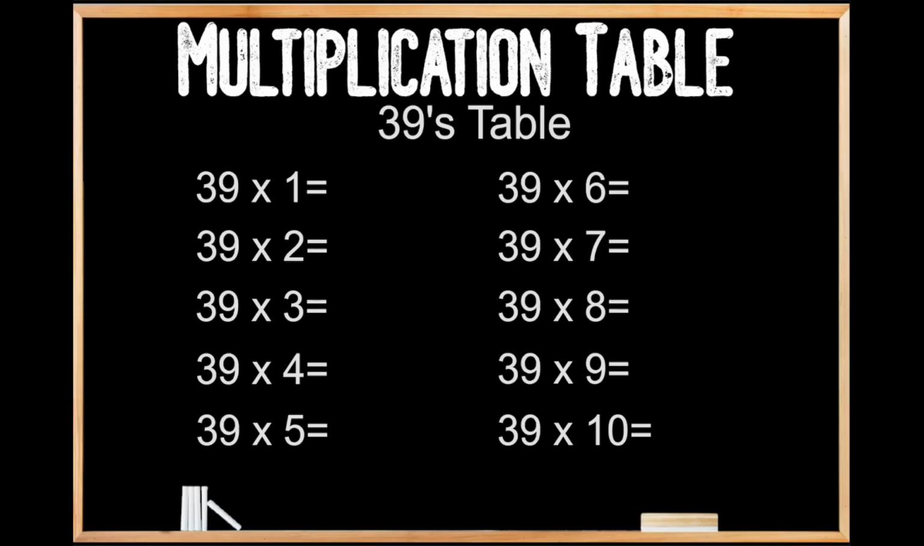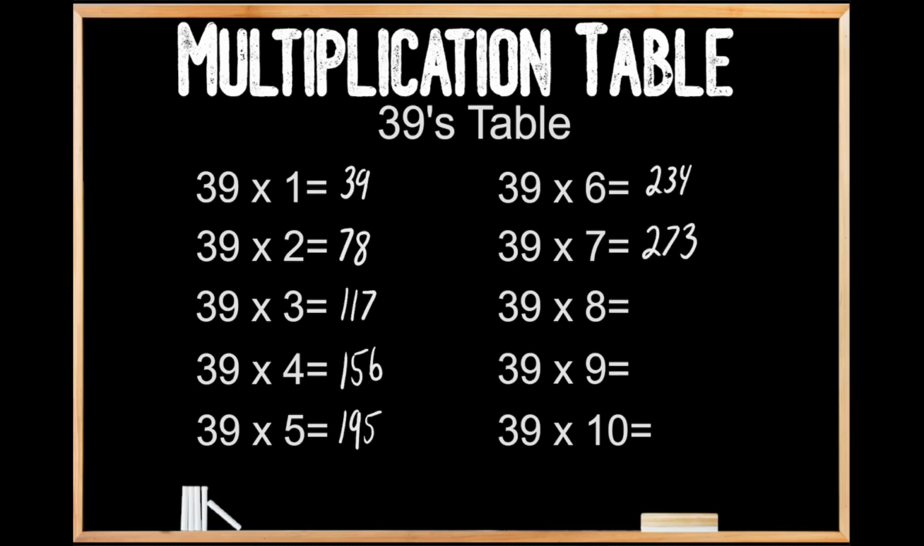39's table. 39 times 1 is 39. 39 times 2 is 78. 39 times 3 is 117. 39 times 4 is 156. 39 times 5 is 195. 39 times 6 is 234. 39 times 7 is 273. 39 times 8 is 312. 39 times 9 is 351. And 39 times 10 is 390.